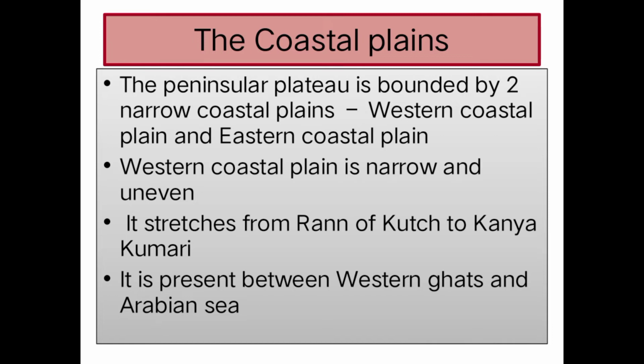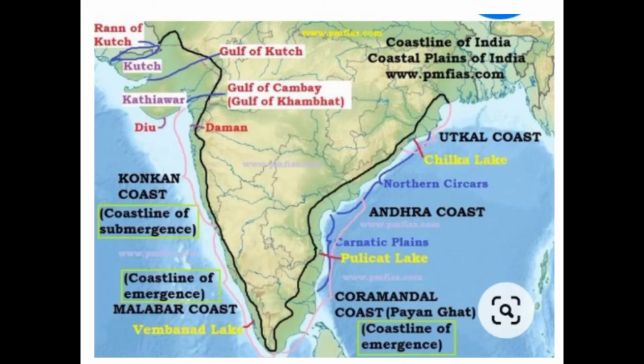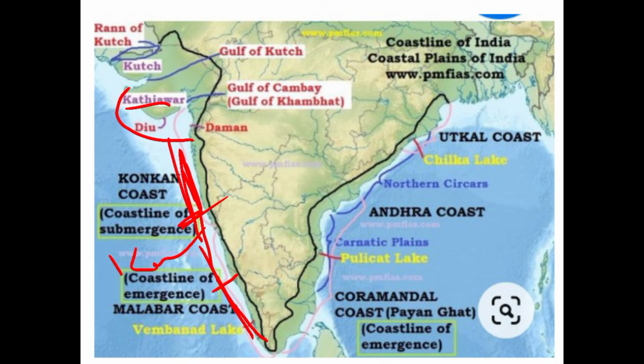The western coastal plain stretches from the Rann of Kutch to Kanyakumari. It is present between the Western Ghats and the Arabian Sea. This map can give a clear-cut distinction. This is the Konkan coast. This is the Malabar coast. From the Kutch, this range, especially Mumbai to Goa, Konkan coast, Goa to Karnataka, Kannada coast, Karnataka to Kerala, Malabar coast.